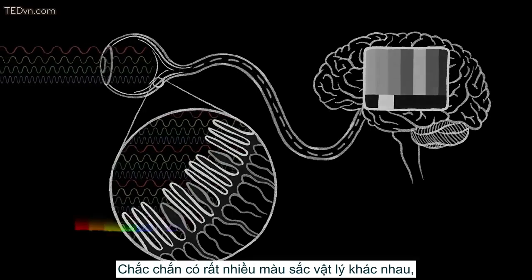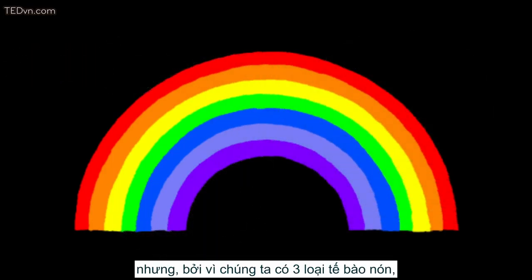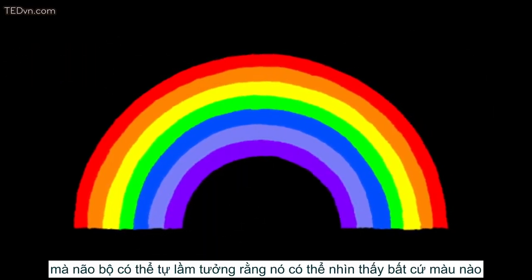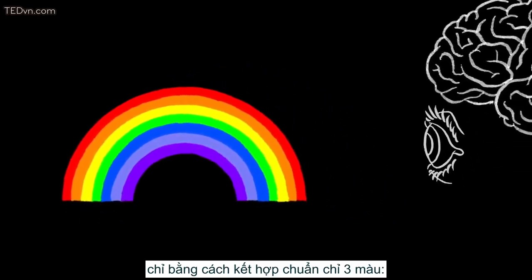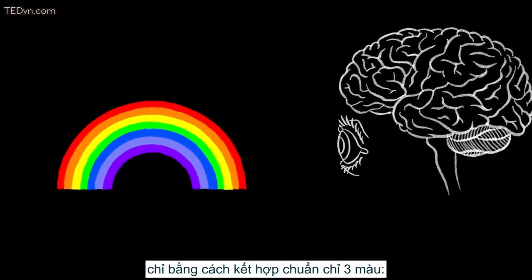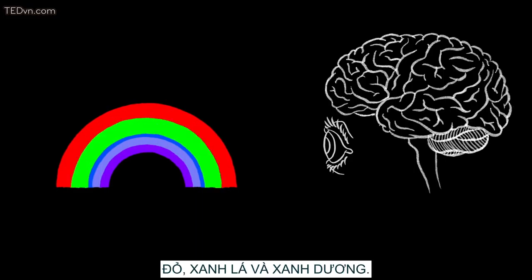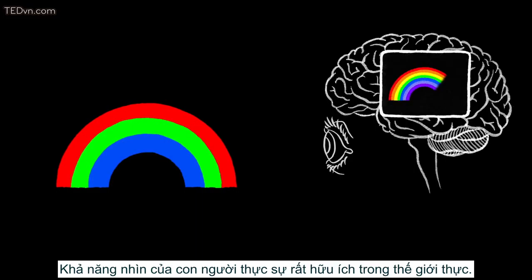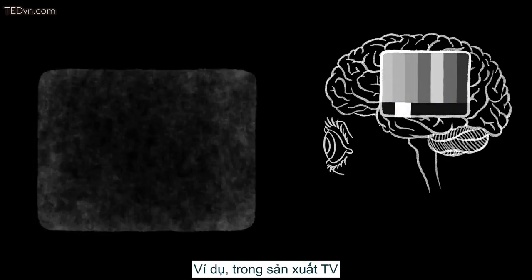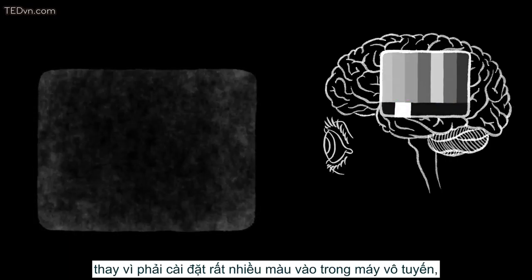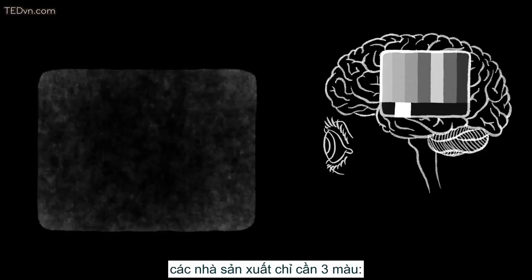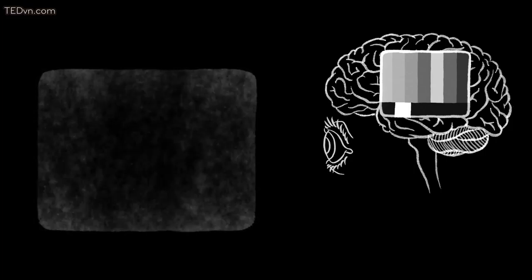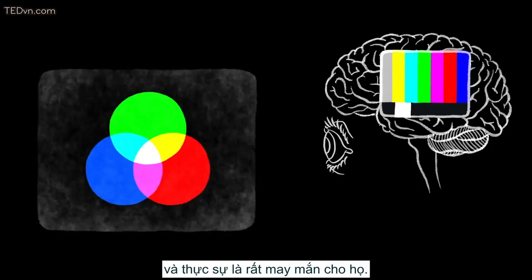There are infinitely many different physical colors, but because we only have three kinds of cones, the brain can be tricked into thinking it's seeing any color by carefully adding together the right combination of just three colors, red, green, and blue. This property of human vision is really useful in the real world. For example, TV manufacturing. Instead of having to put infinitely many colors in your TV set to simulate the real world, TV manufacturers only have to put three, red, green, and blue. Which is lucky for them, really.